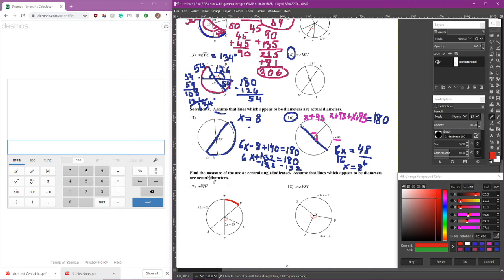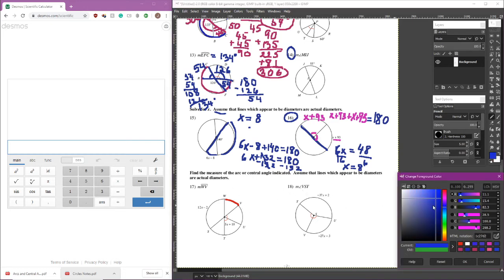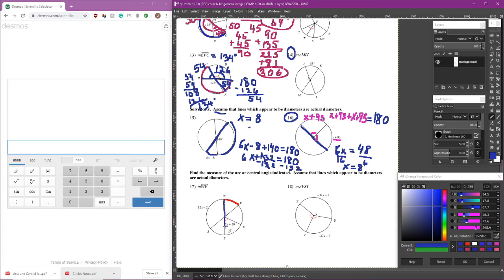First of all, it's always a good idea to read the directions. Find the measure of the arc or central angle indicated. Assume that lines which appear to be diameters are actually diameters. And since they're talking about diameters, that's probably a good clue that we want to be looking at the diameters. So here's a diameter, and it goes from W to T. And here's a diameter, it goes from V to S.